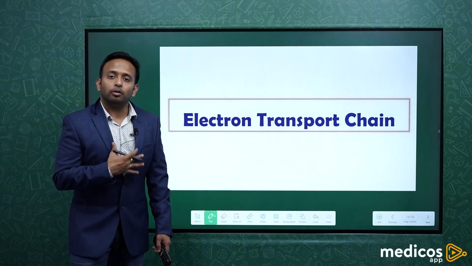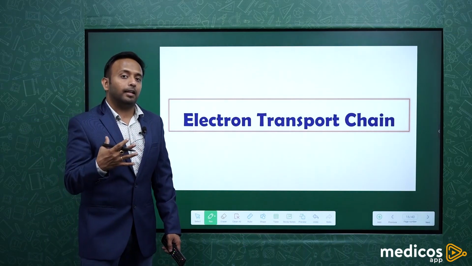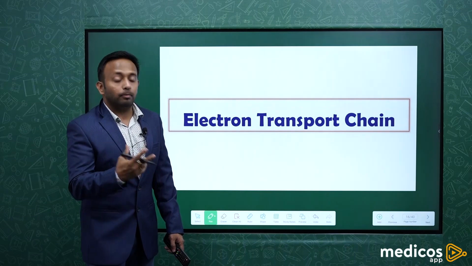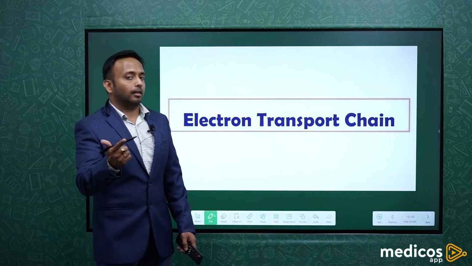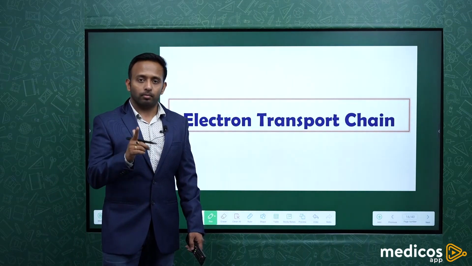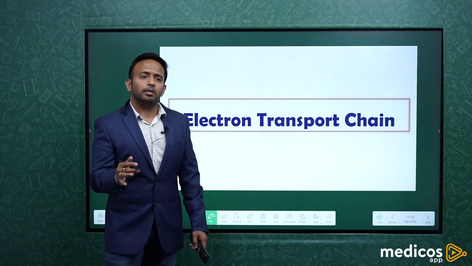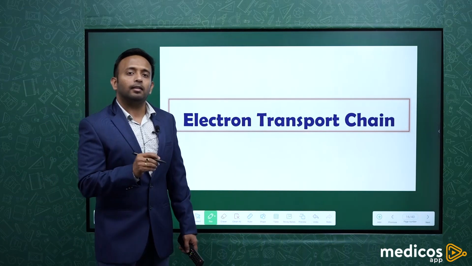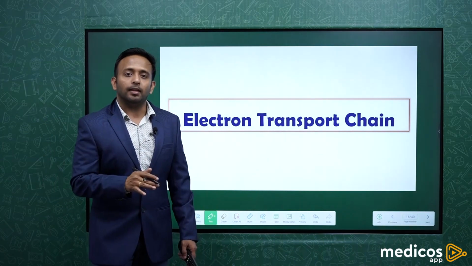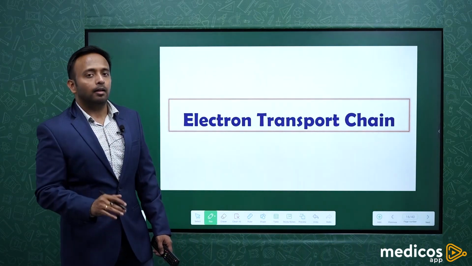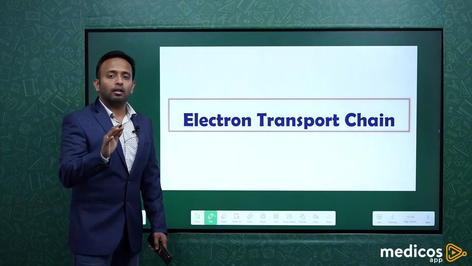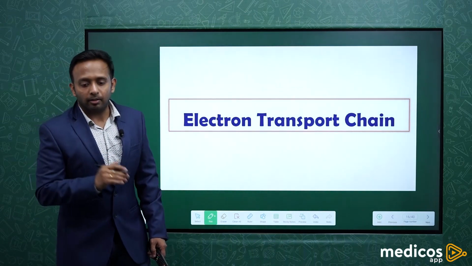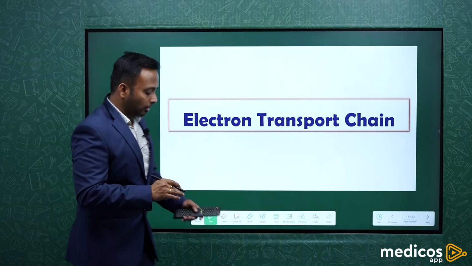And how this electron transport chain generates energy, as well as how this energy is utilized for two purposes. One is ATP generation, the other is heat generation. How? We all know ATP generation from the electron transport chain, yes, we know it. But can the electron transport chain generate heat? Yes, it does generate heat. So that also we will be seeing in this topic, that is how the electron transport chain helps in the generation of heat.